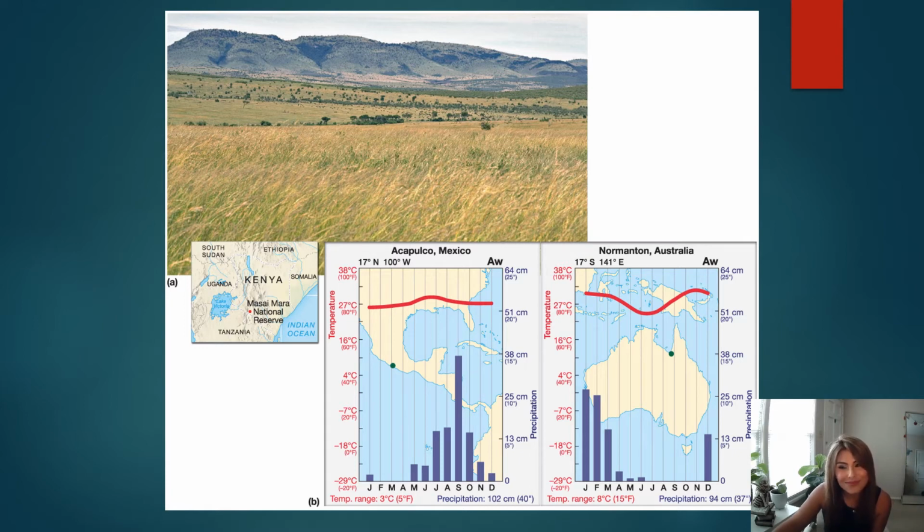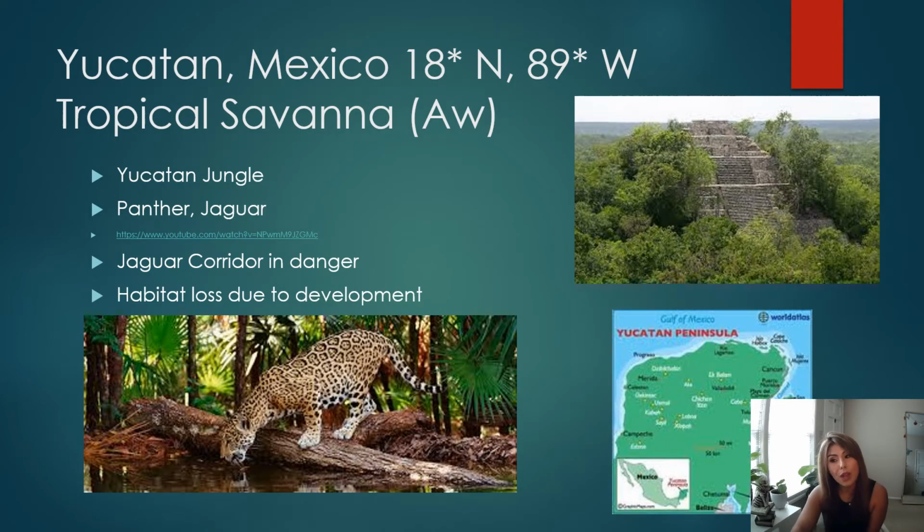Cancun and Normanton, Australia are a tropical savanna climate zone. So when we talk about an Aw, a tropical savanna climate zone, the type of vegetation here is going to be like a tropical deciduous. You're moving away from that tropical rainforest. It's kind of like a transition zone.